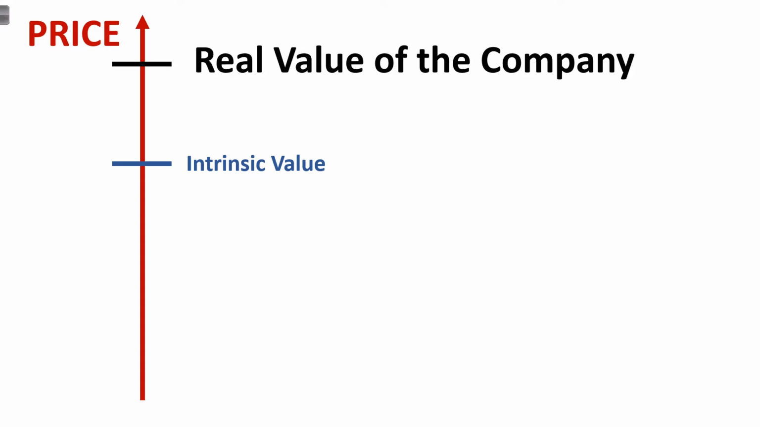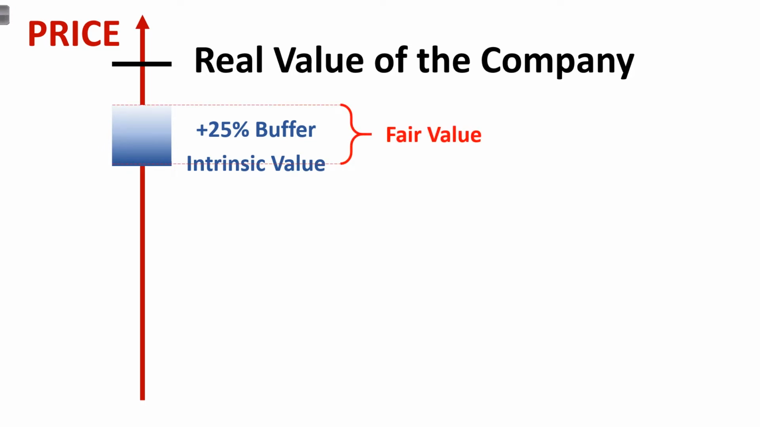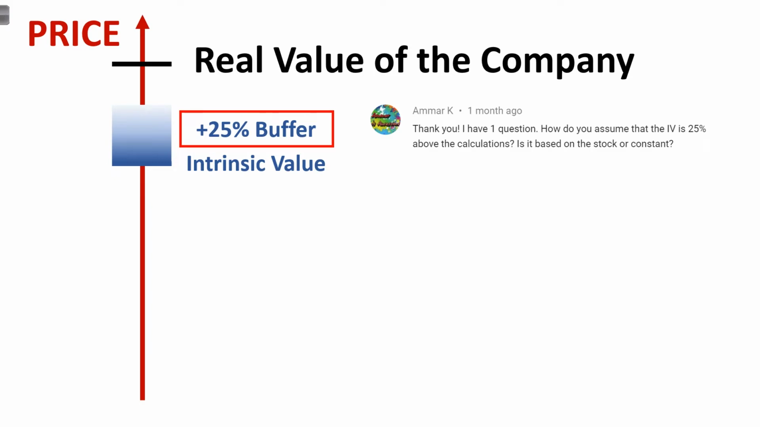And because I tend to be overly conservative at times, I allow a 25% buffer on top of my calculated IV. That is to say, as long as the current price of the stock lands anywhere between this mark and the IV, I will consider the stock to be at fair value. Anything below the IV means that the stock is currently undervalued. This 25% buffer that I've introduced has brought about a lot of confusion amongst you guys. And that is why I feel it is important that you guys fully understand what it is about.